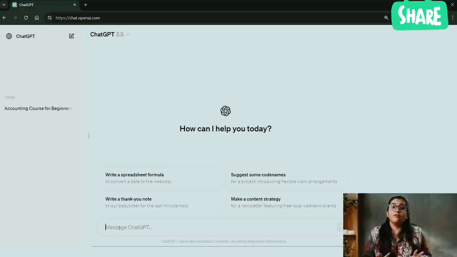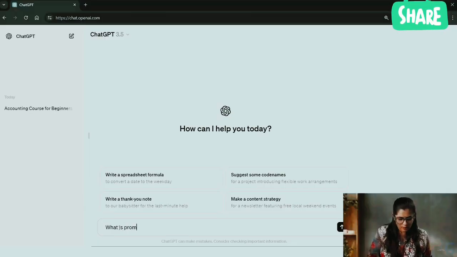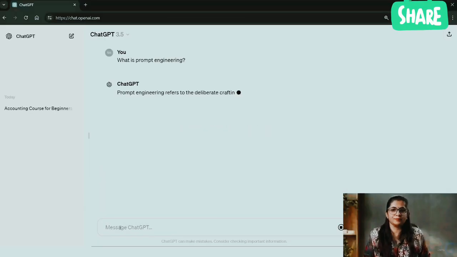Now let's write a few prompts so that you can understand what prompts are and how to write them. We are on a prompt engineering course, where the outcome is for you to understand what prompt engineering is and how to write a good prompt, right? So let's give ChatGPT a simple prompt, that is, what is prompt engineering, and let's see what it tells us.